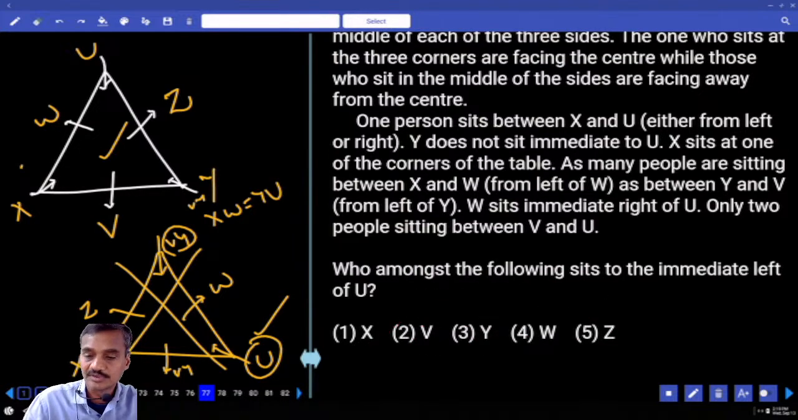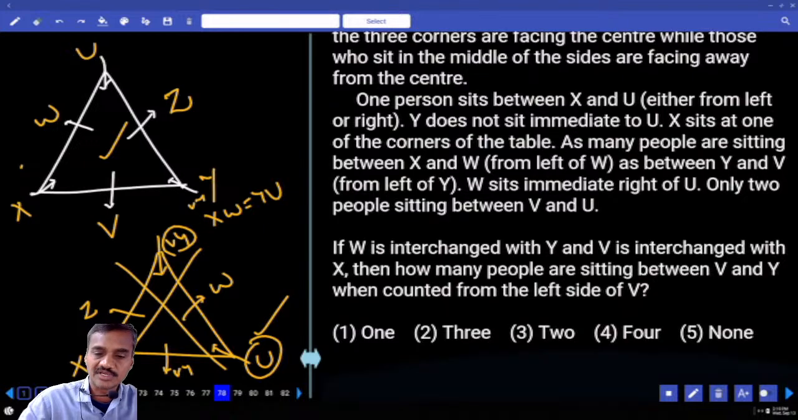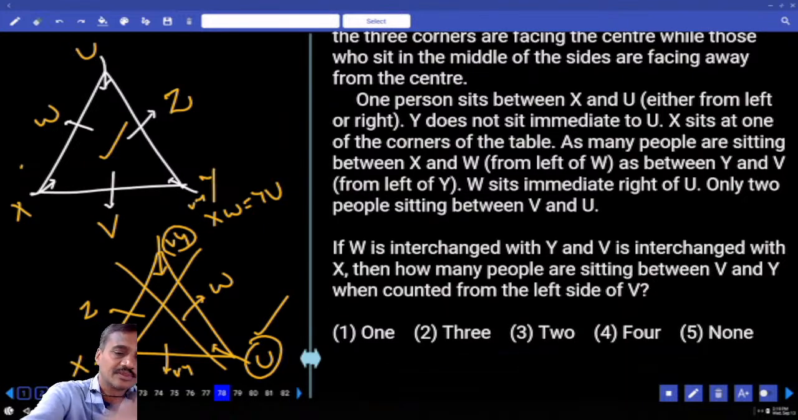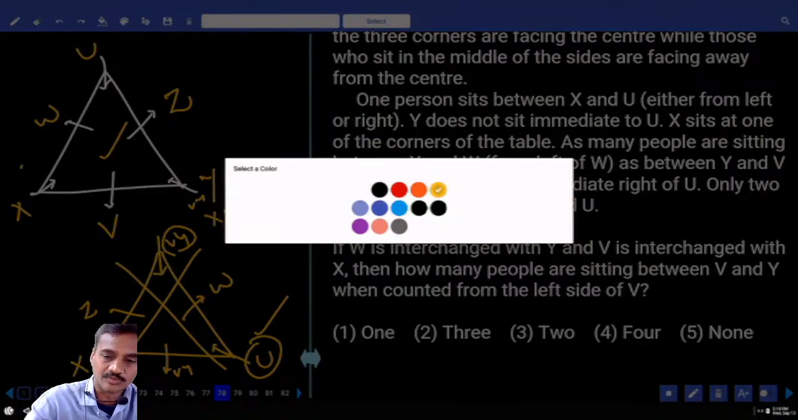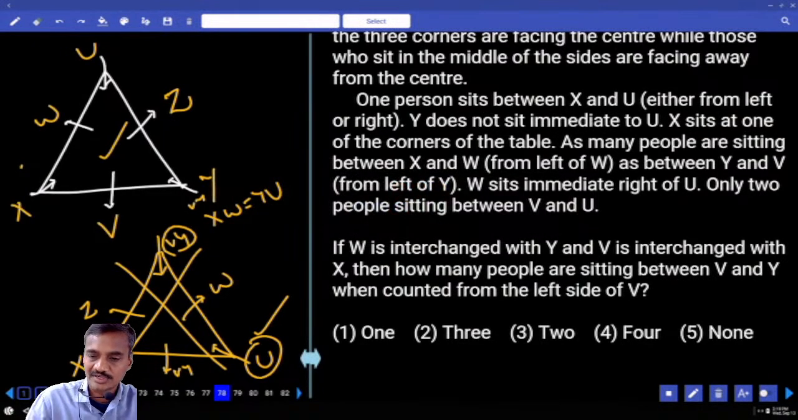And 77, who among the following sits to the immediate left of U? Z, that is choice 5. And 78, if W is interchanged with Y. Now which two persons are interchanged here? W is interchanged with Y. Y is coming to this place and W is going to this place. And V is interchanged with X. V and X are interchanging their places, so V is here and X would be there.